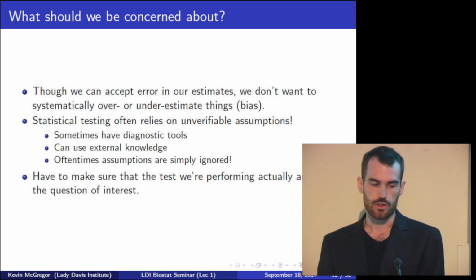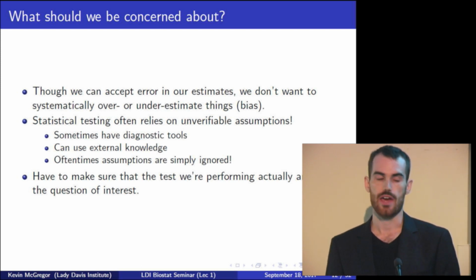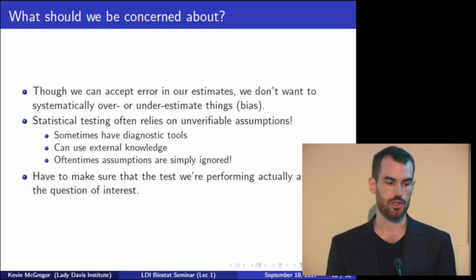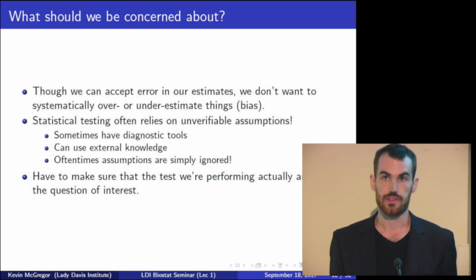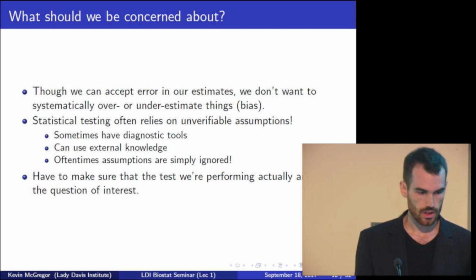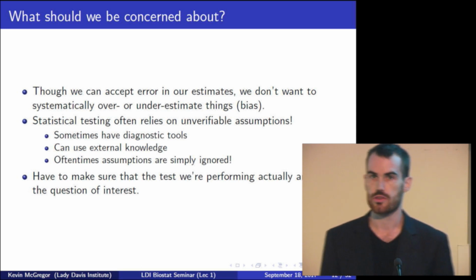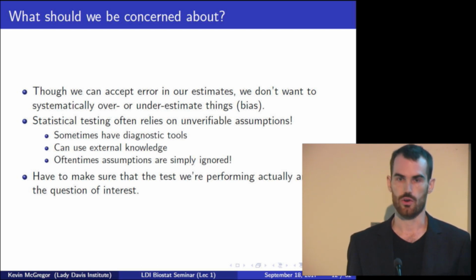So what should we be concerned about when we're doing a statistical analysis? Yes, we can accept a little bit of error in our estimates, but we don't want to systematically over or underestimate quantities. That's what we call bias. Every statistical test that we use relies on some sort of assumptions, which are sometimes unverifiable. It's true that we may have diagnostic tools to check these assumptions, or we could use external knowledge like previous publications, but sometimes assumptions are just completely ignored.